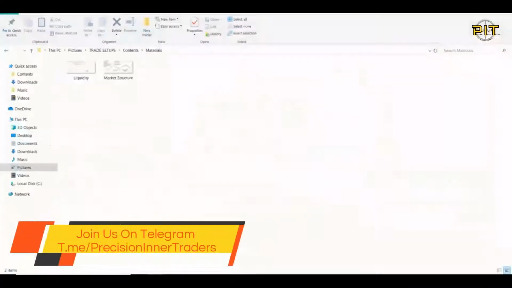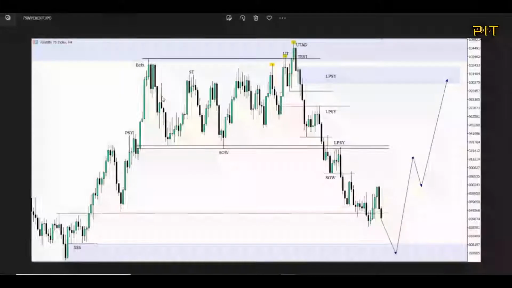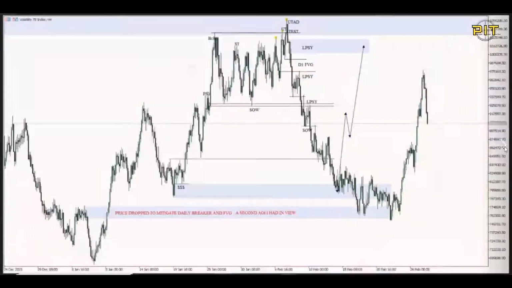So I think there was this Wyckoff I also looked at, but I won't really talk about it in this video. This Wyckoff I was looking at, and how price was respecting from this zone and then going to the upside. Though it came here, price dropped to mitigate a daily breaker and fair value gap, a second area of interest I had in view. Though I really didn't consider this, I was more considering here, believing this was a liquidity for price to grab, but price dropped down to this place.